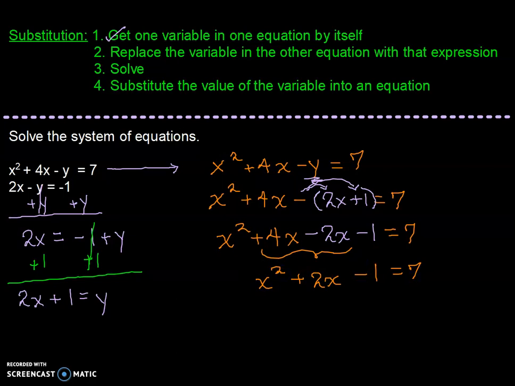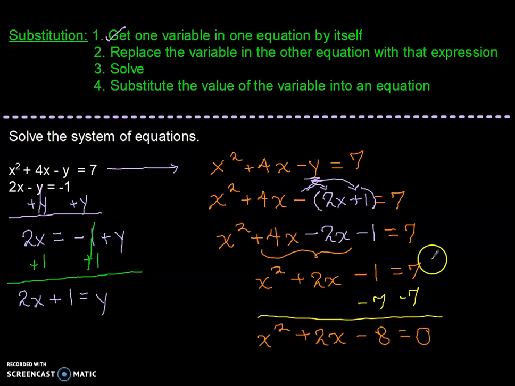Everything else comes down. And notice you have a quadratic equation. We know how to solve those. First step is to make sure one side is equal to 0. So I'm going to move that 7. So this would give me x squared plus 2x minus 8 equals 0. We've been here before. We're factoring quadratics. We need two numbers that multiply to be negative 8 and add up to be 2. So those two numbers are going to be 4 and negative 2.